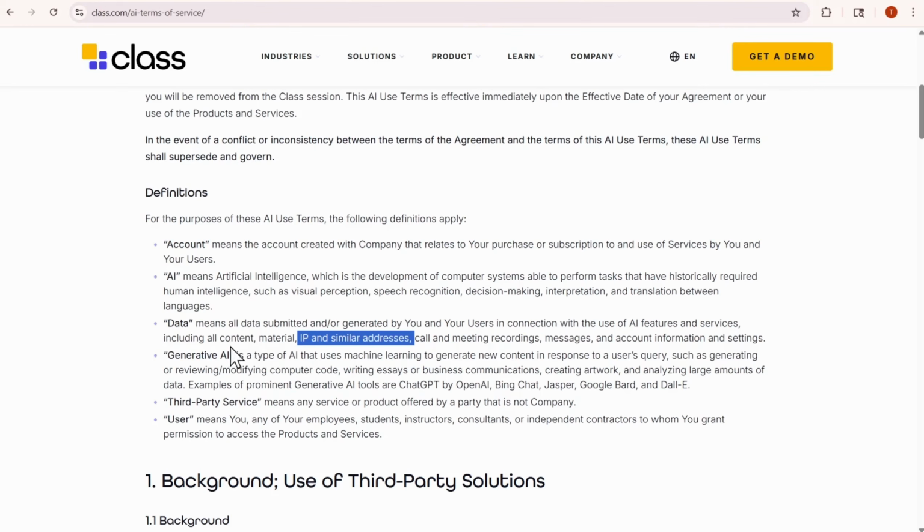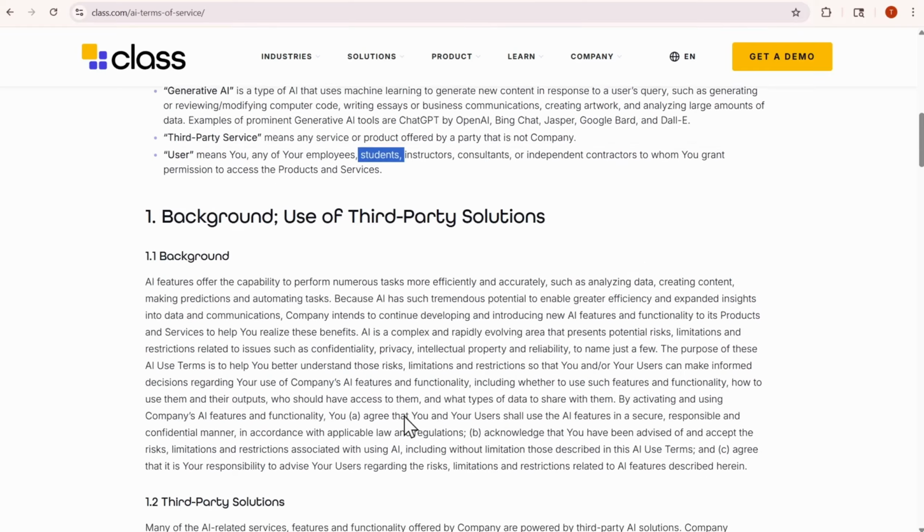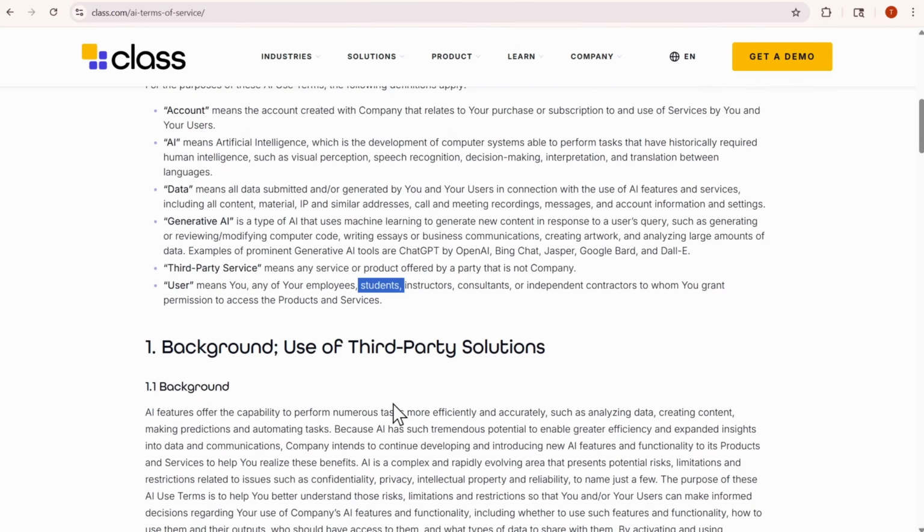Okay, then they've also provided a definition of generative AI and then who the user is. Now, this is very interesting. I had mentioned this at the beginning of the review. The user means you, any of your employees, students, right? There is very specific federal legislation that influences the privacy of students in the United States, which should be accounted for in the terms, right? And in how class processes personal data.